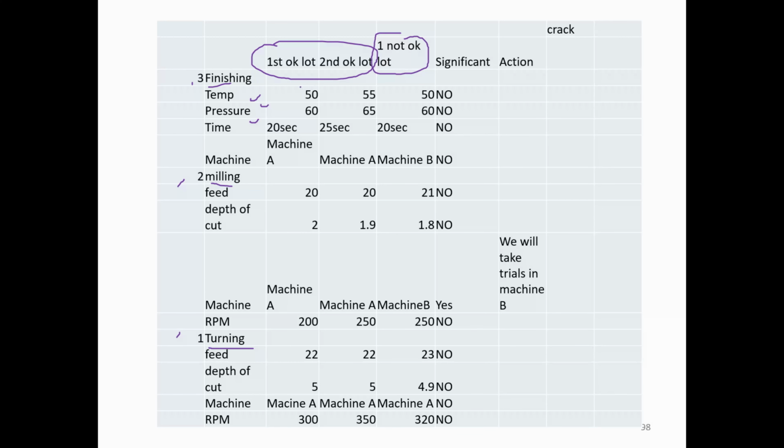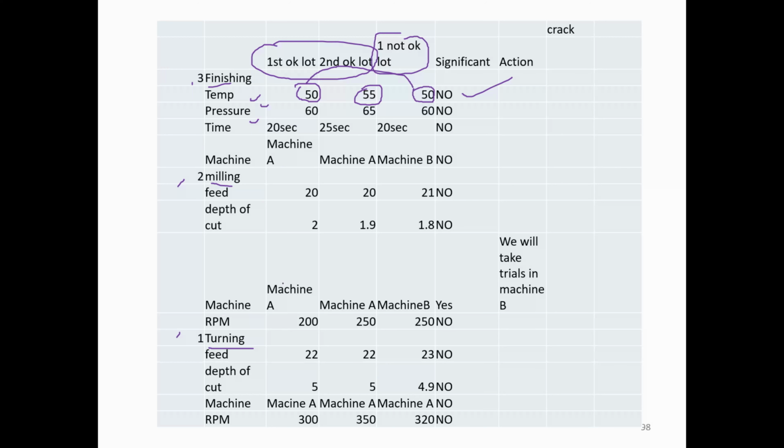When you come to temperature, the first OK lot is 50 degrees C and the second OK lot is also 50 degrees C. The third, not OK lot, is also 50 degrees C. That means even the OK lot parameter is 50 and the not OK lot parameter is also 50. This means for the same parameter the result is OK as well as not OK. That means this is not a significant parameter. In the same way, if you do this for all the parameters, you will find some changes somewhere.